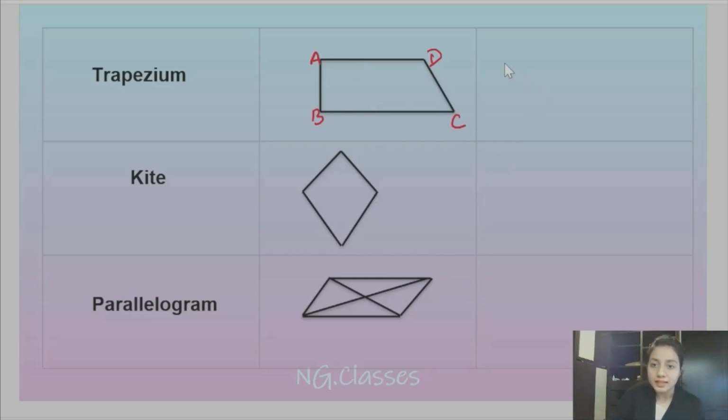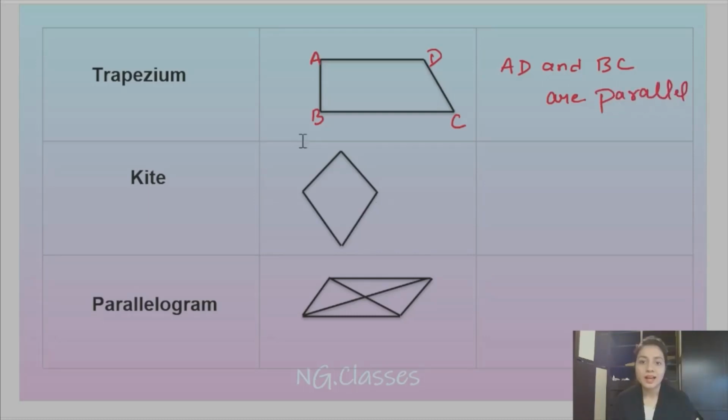So here AD and BC are parallel. And these parallel sides, AD and BC, are called the bases of the trapezium, and AB and CD are the legs of the trapezium. So AB and CD are called legs of the trapezium, and AD and BC are bases.